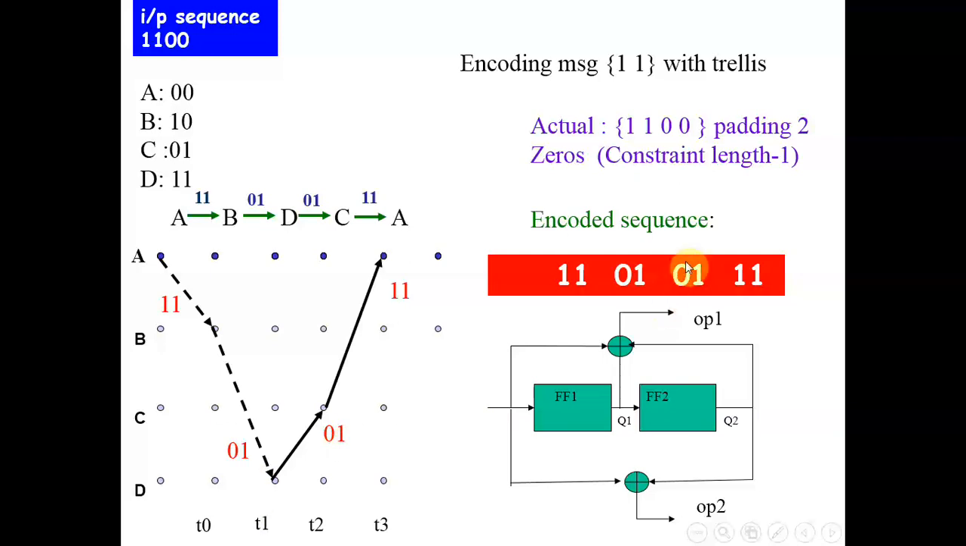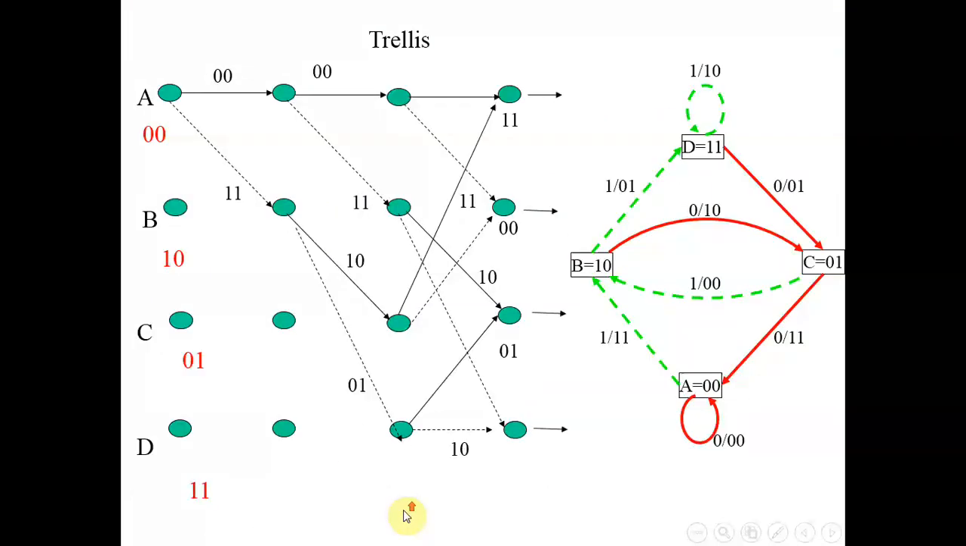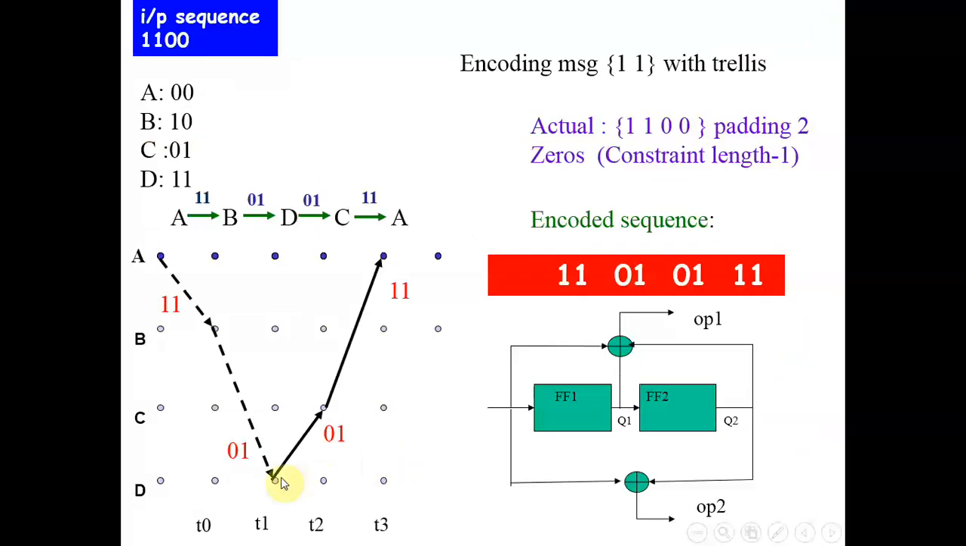Now the next bit which we receive is 0. You are in D and you receive 0. From D I can go to D, or from D I can go to C, right? As I am receiving 0, I will follow the solid line, so I move from D to C. When I go from D to C, my output is 0 1, which is shown here.